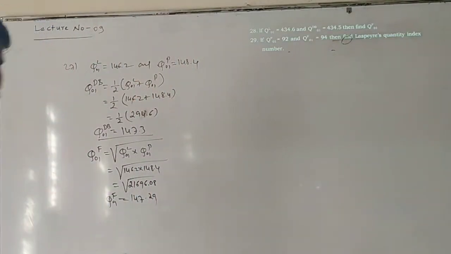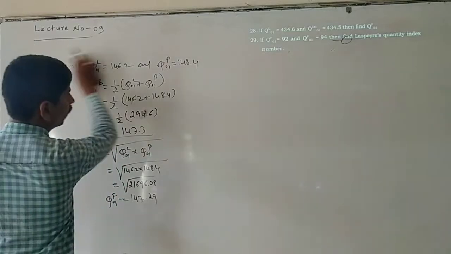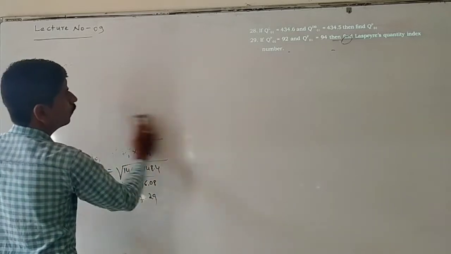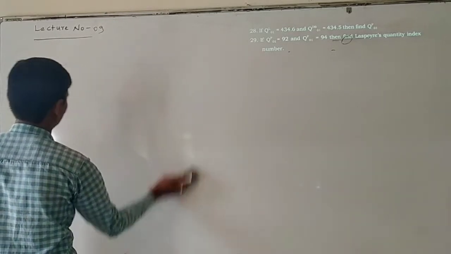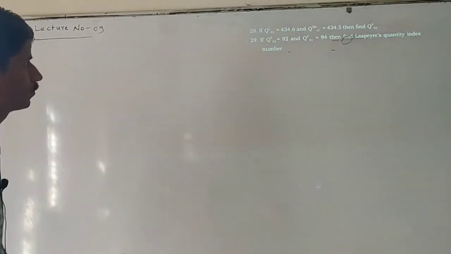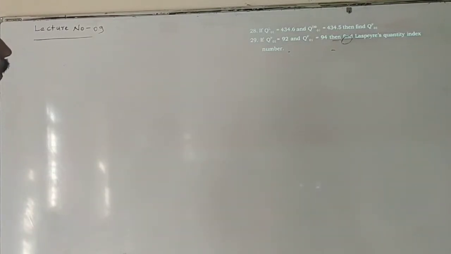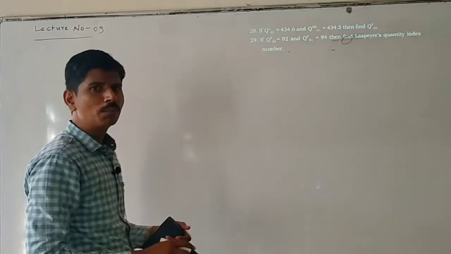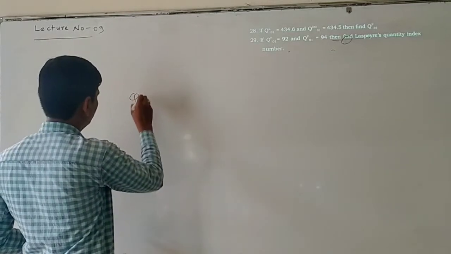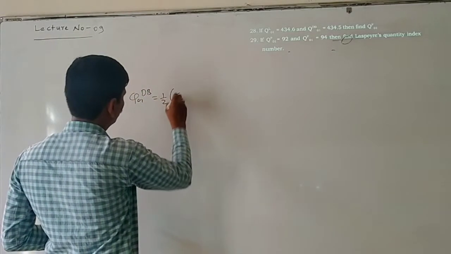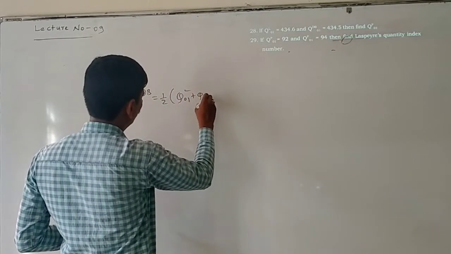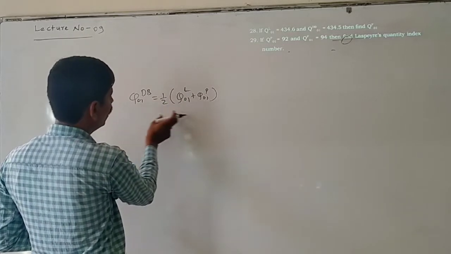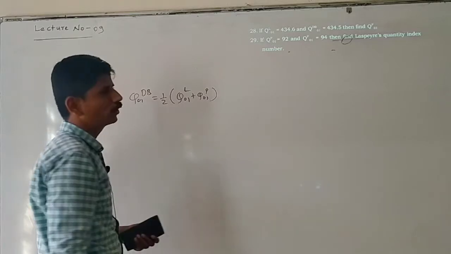Okay, the next problem, 28. If Q01L is 434.6 and Q01DB is 434.5, then find Q01P. It is a homework. You have to apply the relation Q01DB equal to 1 by 2 into Q01L plus Q01P. Here we have to substitute the values: Q01DB is 434.5 and Q01L is 434.6. We have to find Q01P.